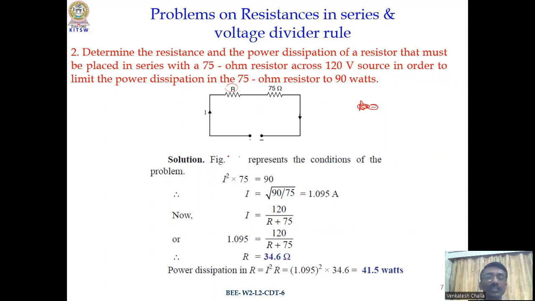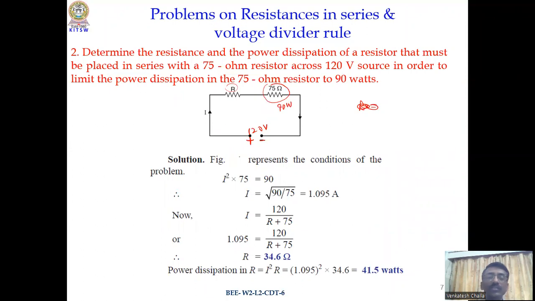Okay, this single resistor, so now we can see here I squared into 75. Let the current be I. Applied voltage is 120 volts. So what will be this current? The same current I flows here. It is given that the power dissipated here is 90 watts.